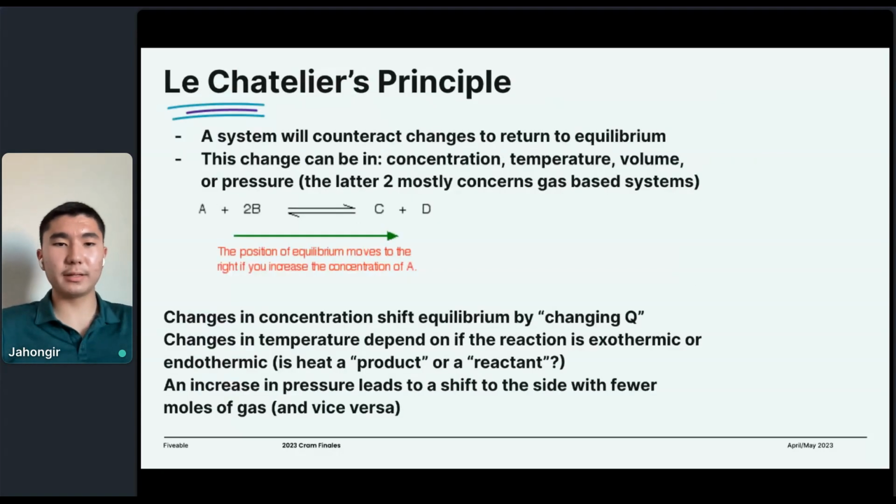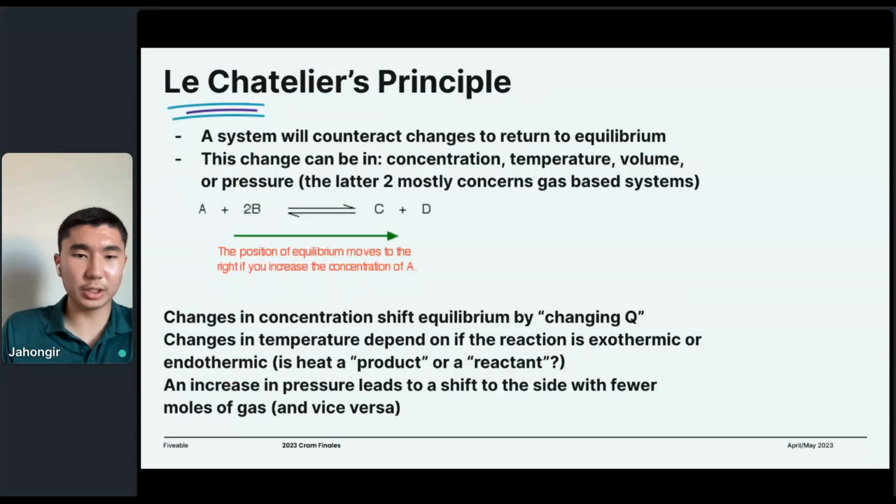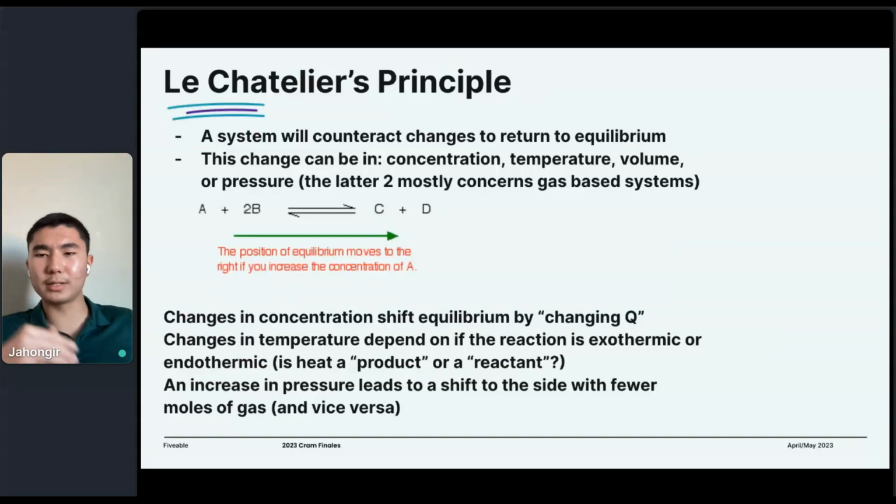Now, like we said, the system will counterbalance the change to return to equilibria because we are in dynamic equilibria. And this change can be in concentration, temperature, volume, or pressure. And let's talk about some of the changes. So if there's a change in concentration, there's a changing of Q. And changes in temperature depend on whether the reaction is exothermic or endothermic. An increase in pressure leads to a shift to the side with fewer moles of gas. So let's kind of break this down.